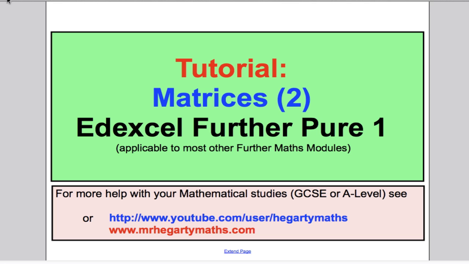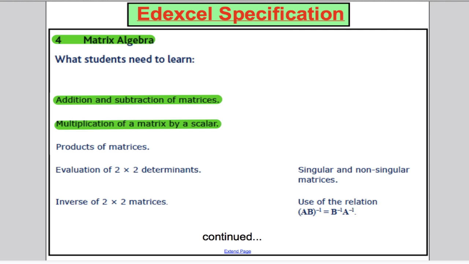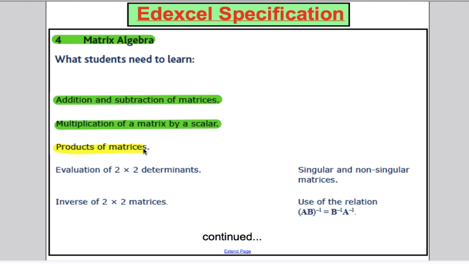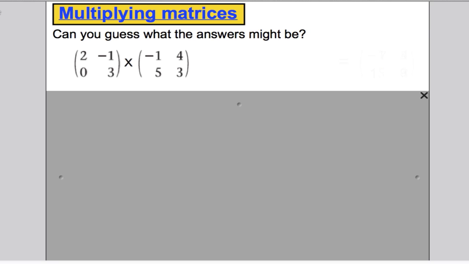We always start by looking at the specification, and here it is. In the first video we added and subtracted matrices, and we also multiplied a matrix by a scalar, which was just a number. In this video we're going to work out the product of matrices. We are going to times one matrix by another, or multiply one matrix by another. To start with, I would like you to have a guess what you think the answer would be to the following matrix multiplication.